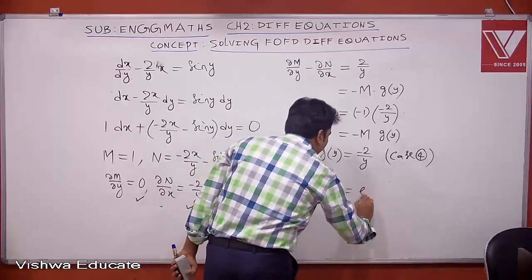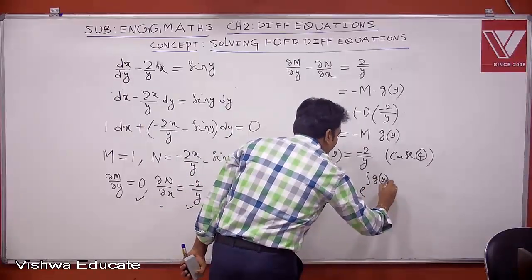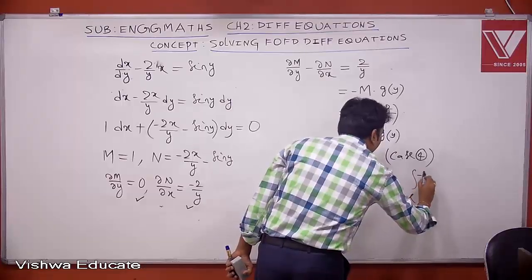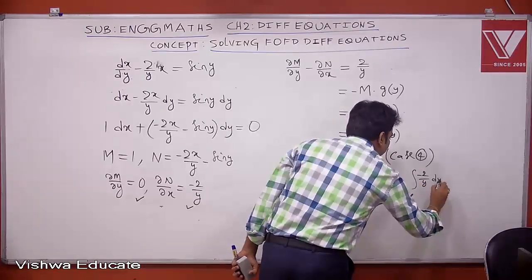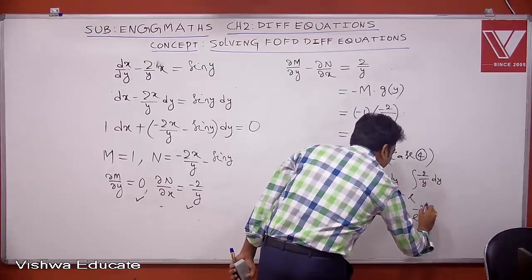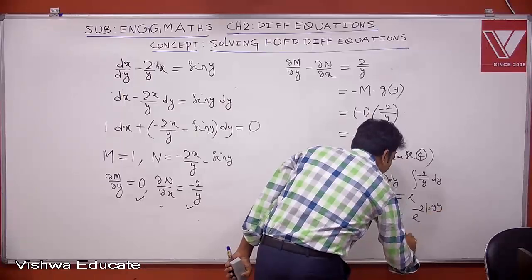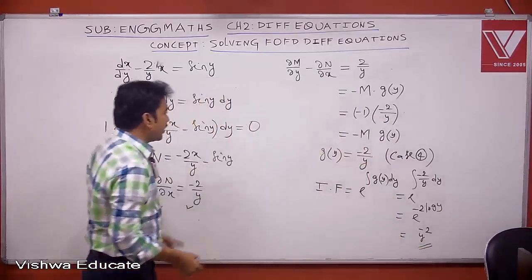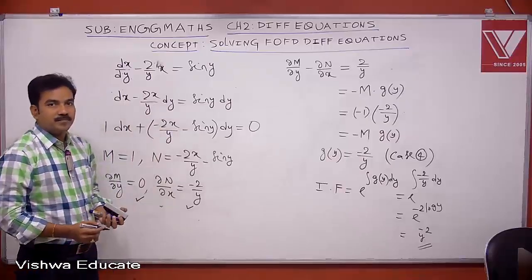Therefore, the integrating factor equals e power integral g of y dy. So this equals e power integral minus 2 by y dy. This is e power minus 2 log y, and this quantity is y power minus 2. So this is the integrating factor of this particular equation.